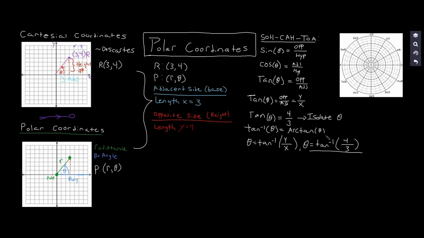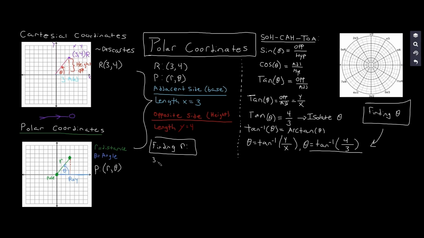But what about r, the distance from the origin to the point? How do we find that? Well, we have a 3-4 triangle, a right triangle that we're dealing with. We need the hypotenuse. We can find the hypotenuse using the Pythagorean theorem. Now, the Pythagorean theorem goes like this: a squared plus b squared equals c squared, and c is the hypotenuse, the missing side that we need.